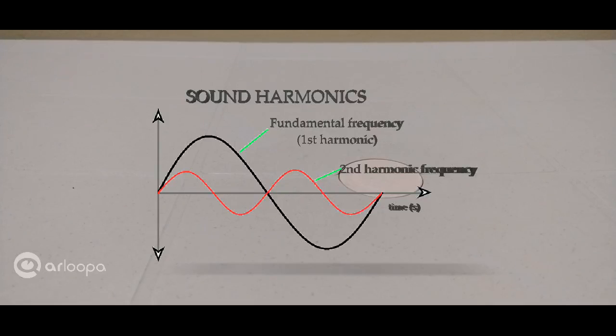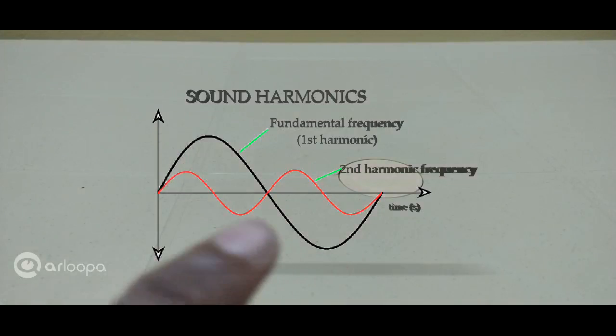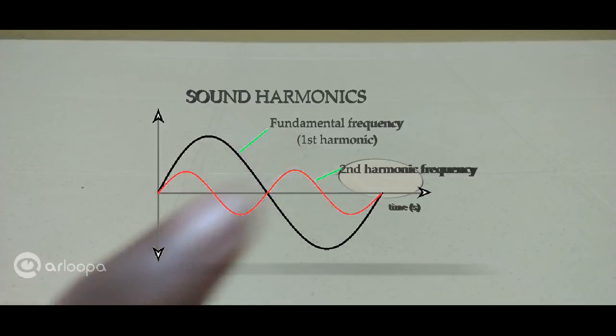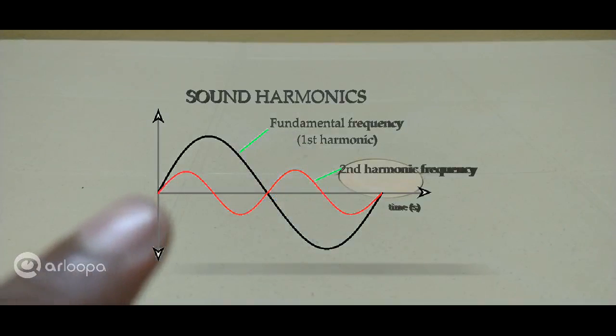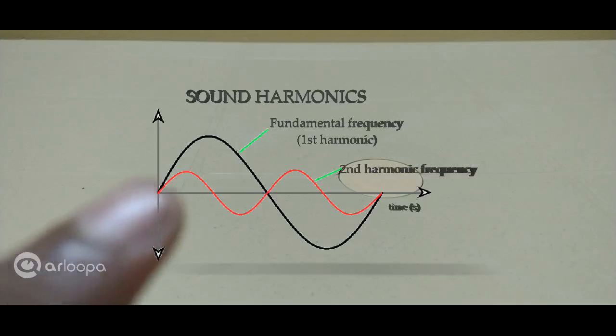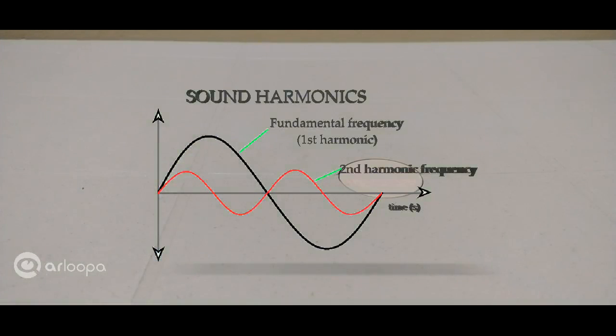They have a wide variety of applications, but the harmonics of a sound wave or a sinusoidal wave are waves with a frequency that is a positive integral multiple of the original frequency. In this case, the black wave is the original wave, and the frequency of that wave is called the fundamental frequency or first harmonic. The red wave is the second harmonic because it is twice the frequency. The frequency of the red wave is twice that of the fundamental frequency, and hence is termed the second harmonic frequency.